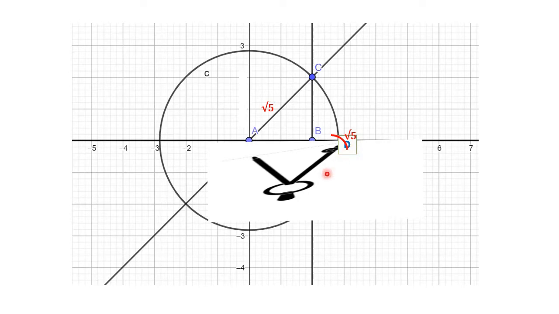In the next video, I will show you the spiral method to locate the square roots on the number line.